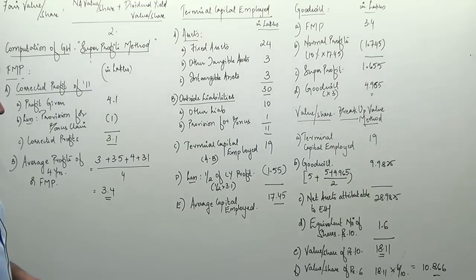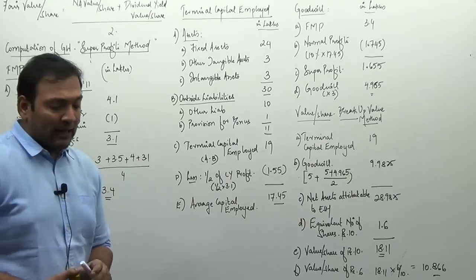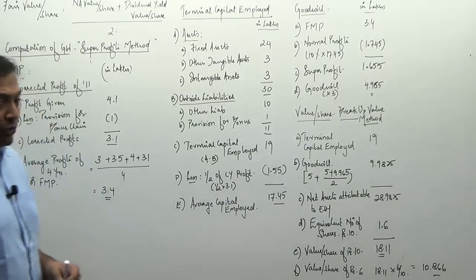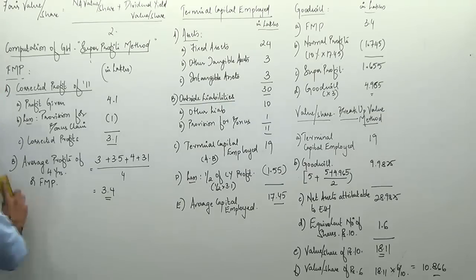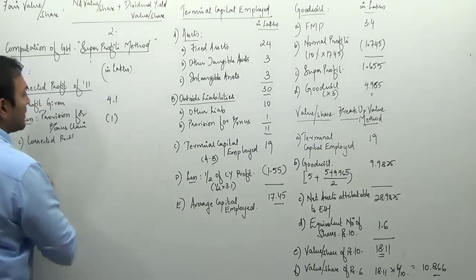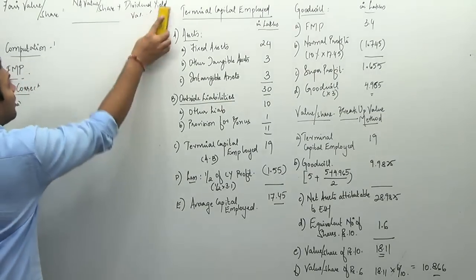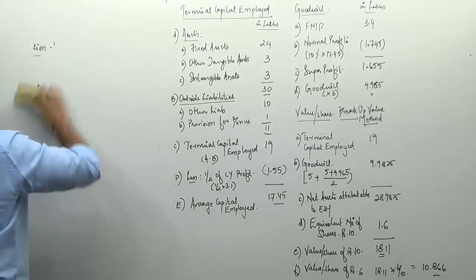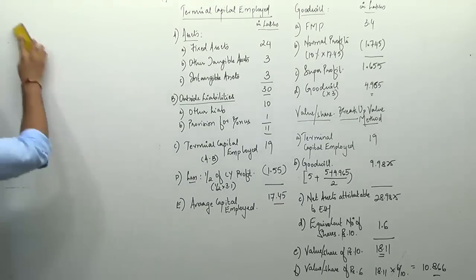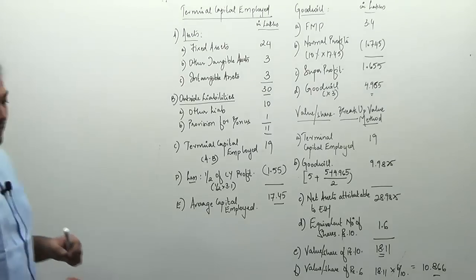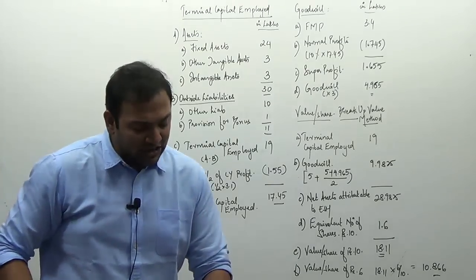We got one part of the answer, that is net assets value or the breakup value that he asked. To get the fair value, I also need dividend yield value. So let's try to calculate dividend yield value and then we'll go for the average of it. Chalo, go for dividend yield valuation.